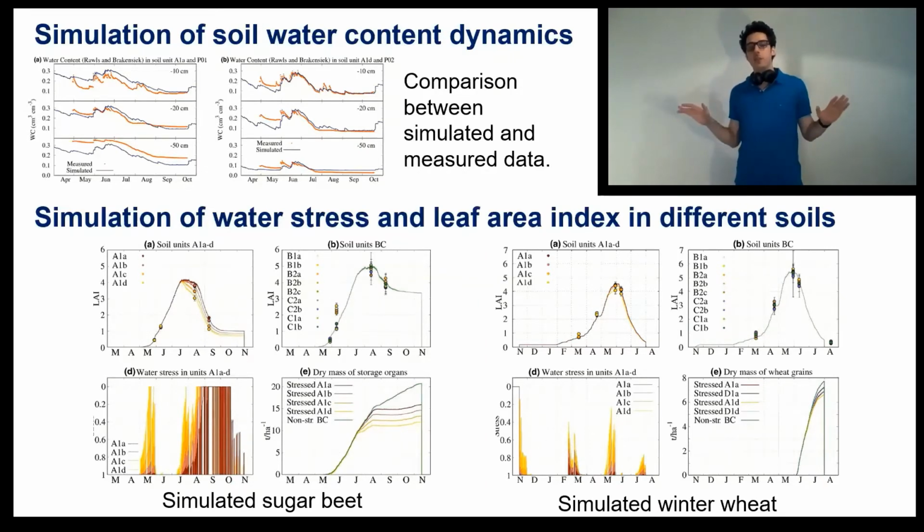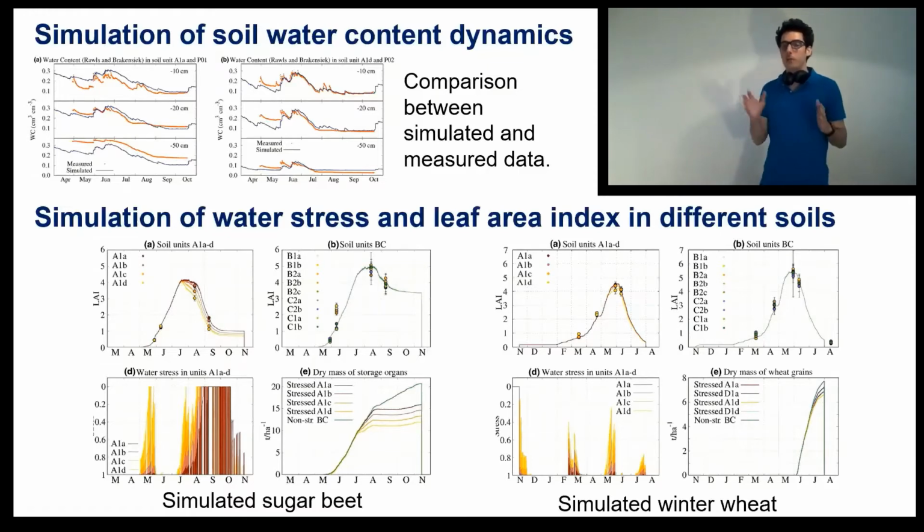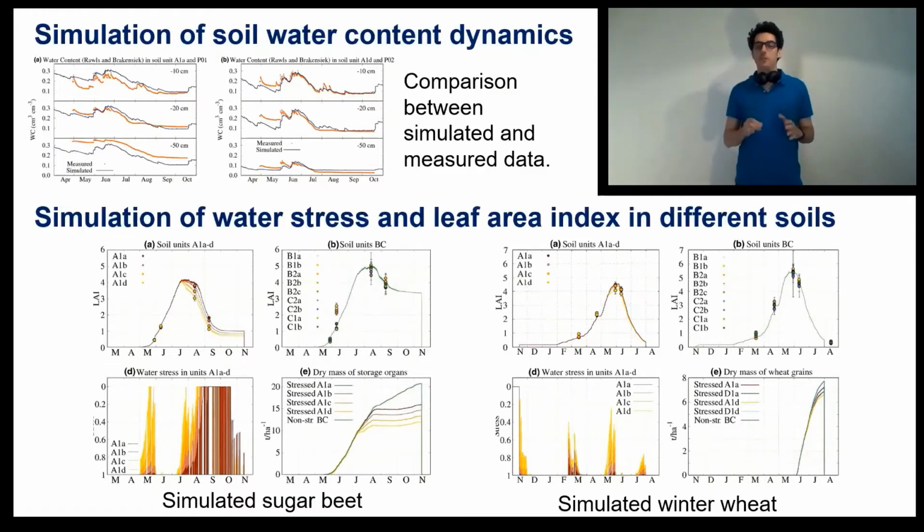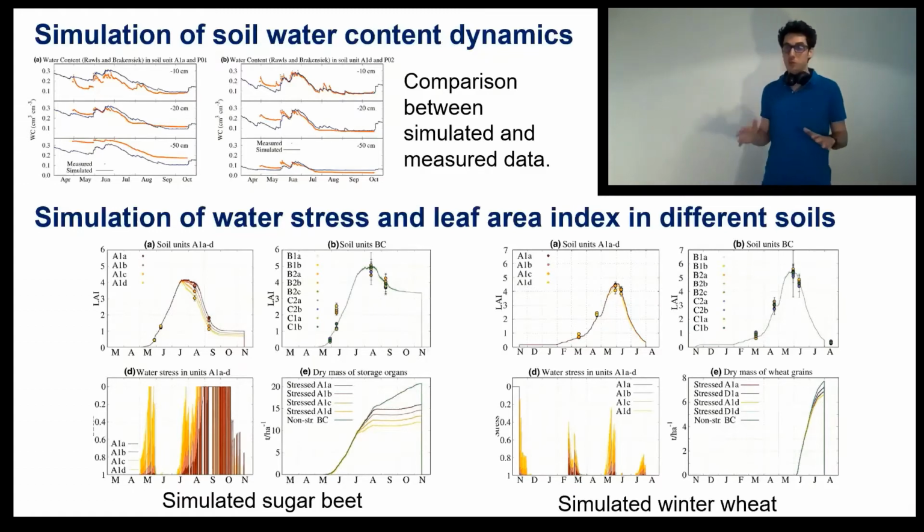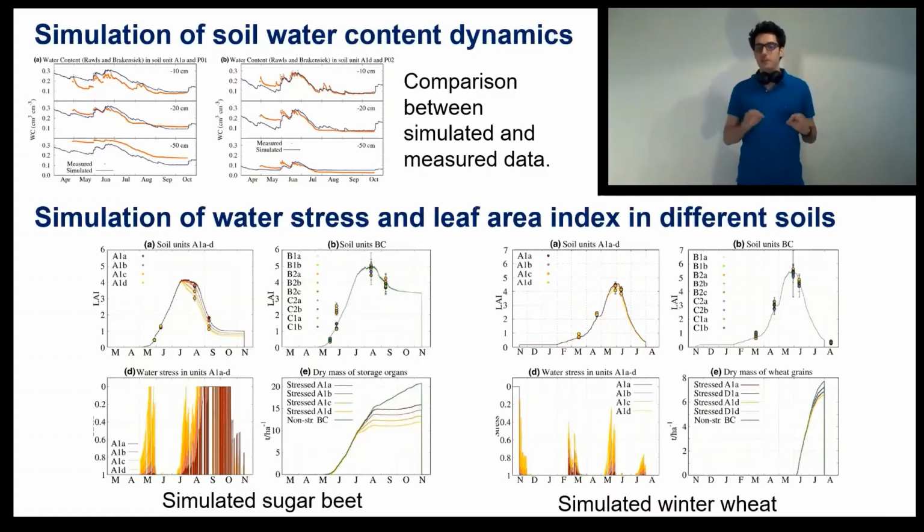In all 80 simulations, water scarcity and crop stress were strongly related to soil characteristics as well as crop type. Higher stress occurred in coarser soils with reduced access to the groundwater. This stress affected the simulated growth of each crop by reducing their leaf area index and yield.